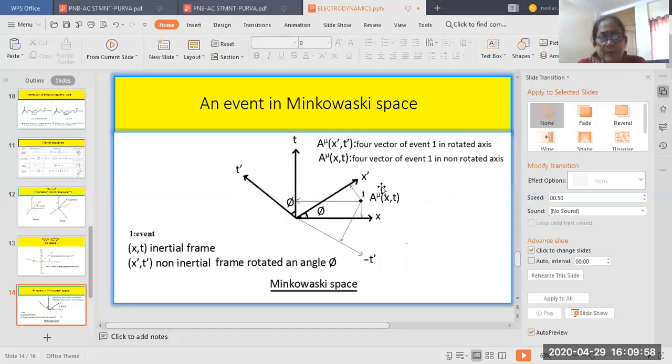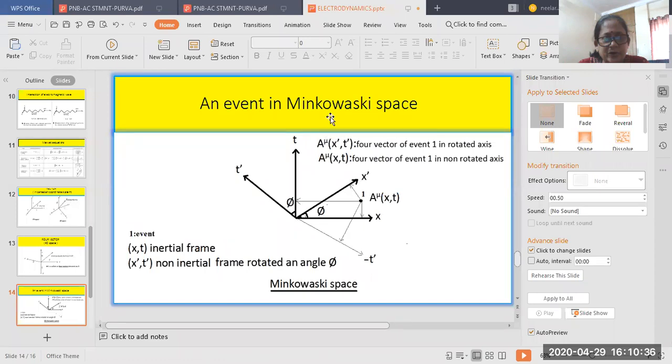Now I have purposefully drawn only the x-axis. y and z are also there, but I have not shown them. I am showing only the x-axis. You can see here, the x-axis in the beginning takes this position when time is 0. As time changes, x has changed to x dash. It has rotated, and t has changed to t dash. So what is the rotation angle? I am introducing phi.